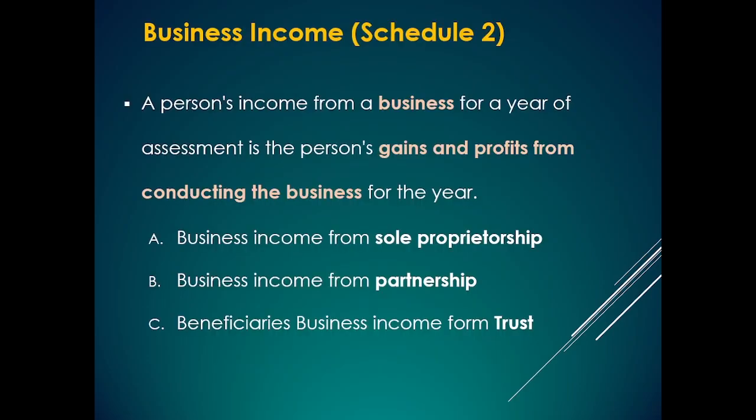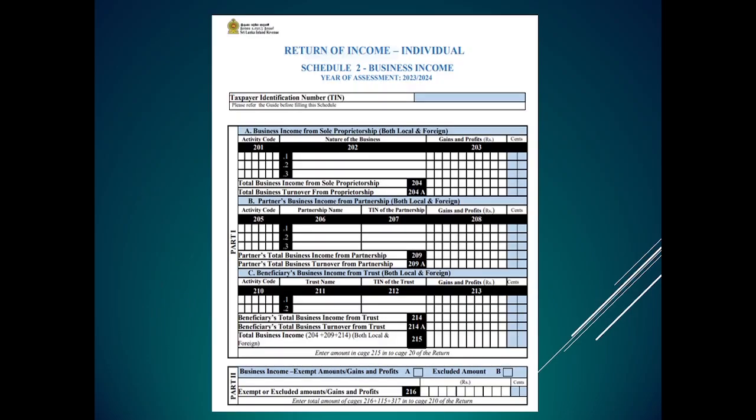The next source of income is business income. It refers to Schedule 2. A person's income from a business for a year of assessment is the person's gains and profit from conducting the business for the year. Business income from sole proprietorship, business income from partnership, and beneficiaries' business income from trust have to be mentioned separately. And also, you have to mention both local and foreign sources under each category separately.